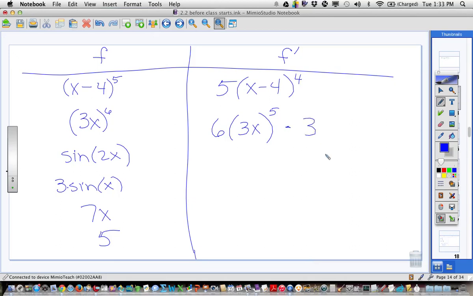So when we have a multiplier on the inside, it compresses and makes those slopes bigger by that amount. So we have to kick out a multiplier. So this answer would actually be 18 times 3x to the 5th.